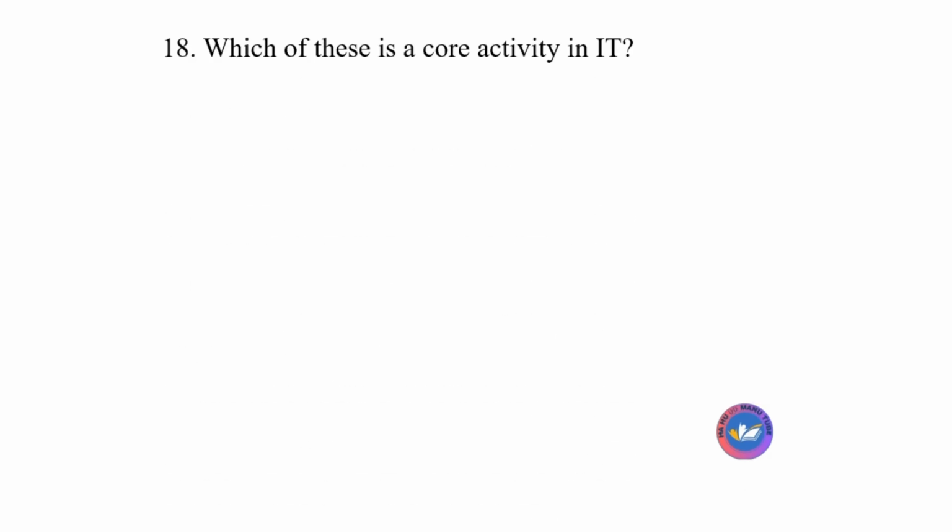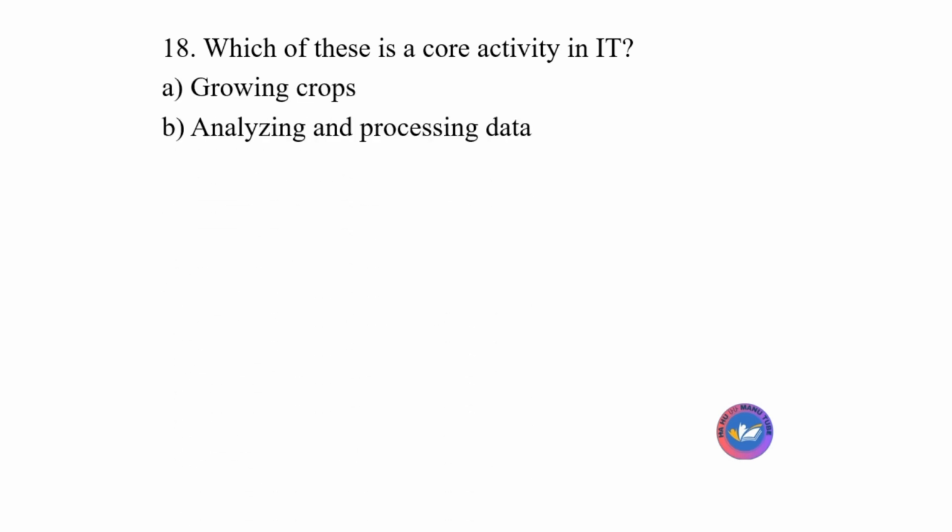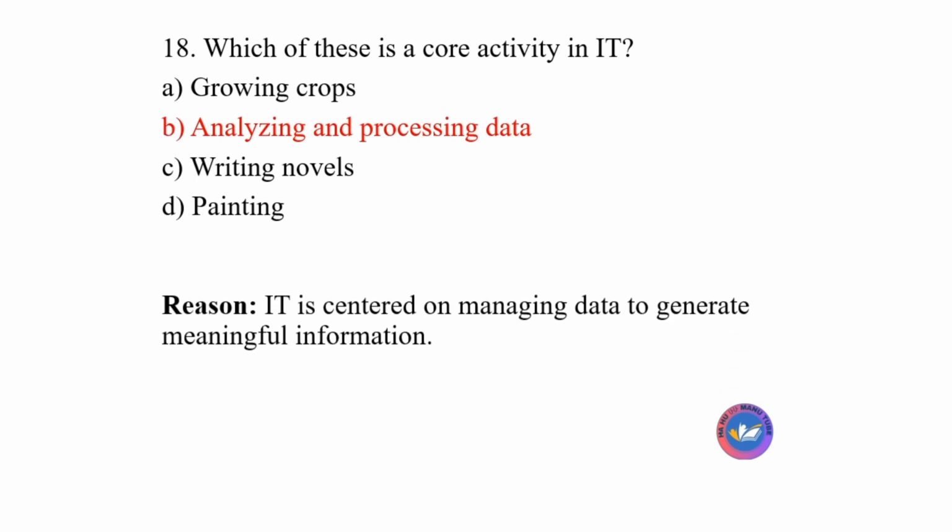Question number 18. Which of these is a core activity in IT? A. Growing crops, B. Analyzing and processing data, C. Writing novels, D. Painting. The answer is analyzing and processing data. IT is centered on managing data to generate meaningful information.